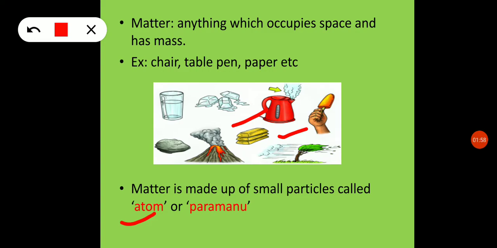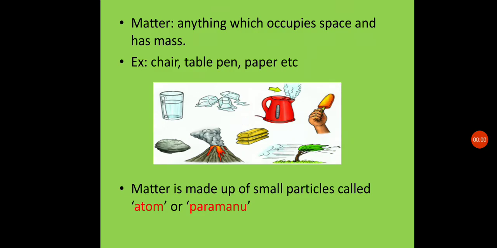In the last chapter you have studied about Dalton's theory. He told that atoms are indivisible. Are they really indivisible? We will see here. We will study about the subatomic particles. Which are those? The protons, neutrons, electrons. These are called the subatomic particles.